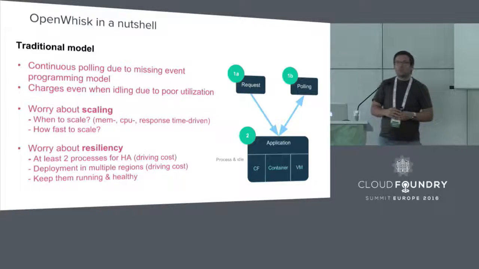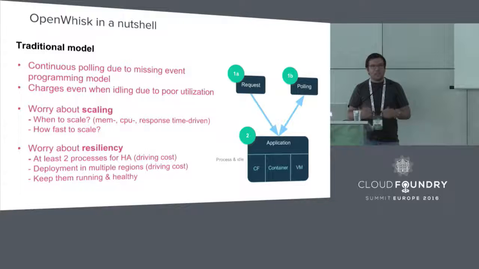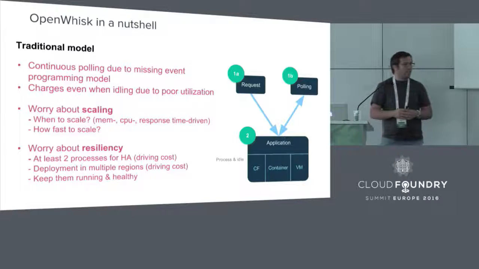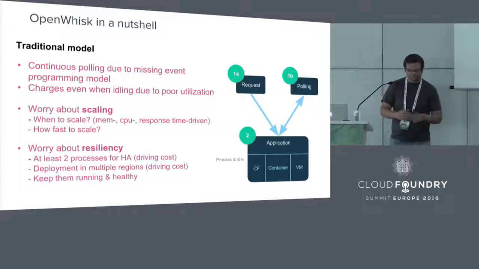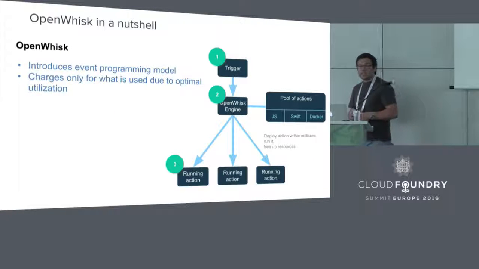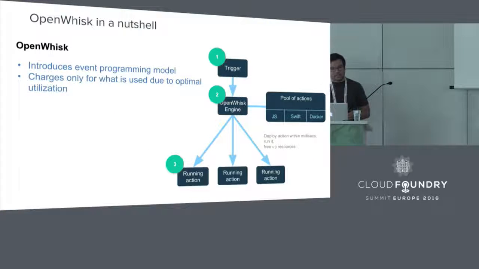So if you want to achieve high availability, you need at least 2 processes, which is a kind of redundancy. So of course this costs money. And probably you also want to have multi-region deployments. That costs money as well. And of course keeping all of that running and healthy costs money again. So OpenWhisk helps you to overcome these drawbacks.